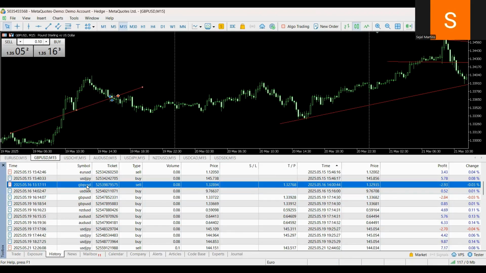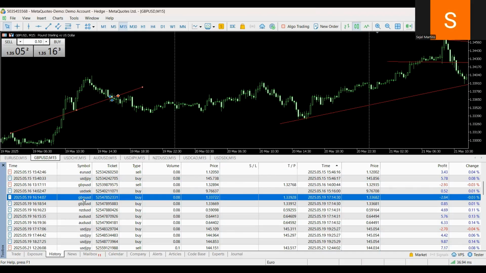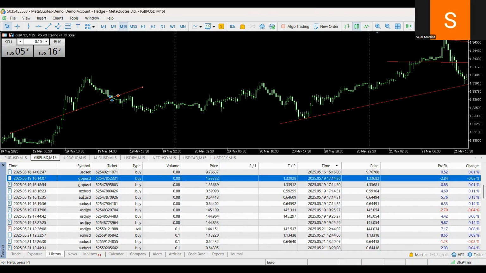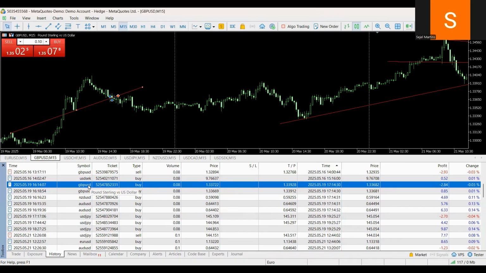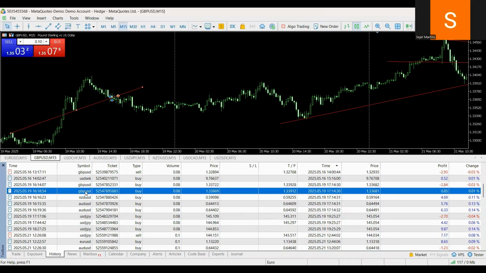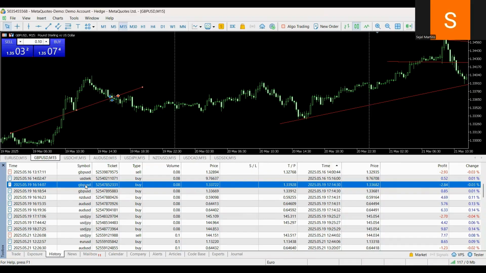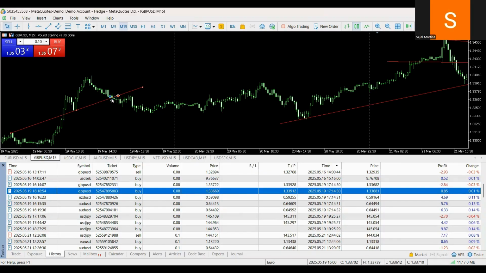So let's go to GBP USD. We'll discuss the trade on GBP, I think we just discussed it. These are both the trades on GBP USD, this one and this one. So we did the dollar cost averaging.